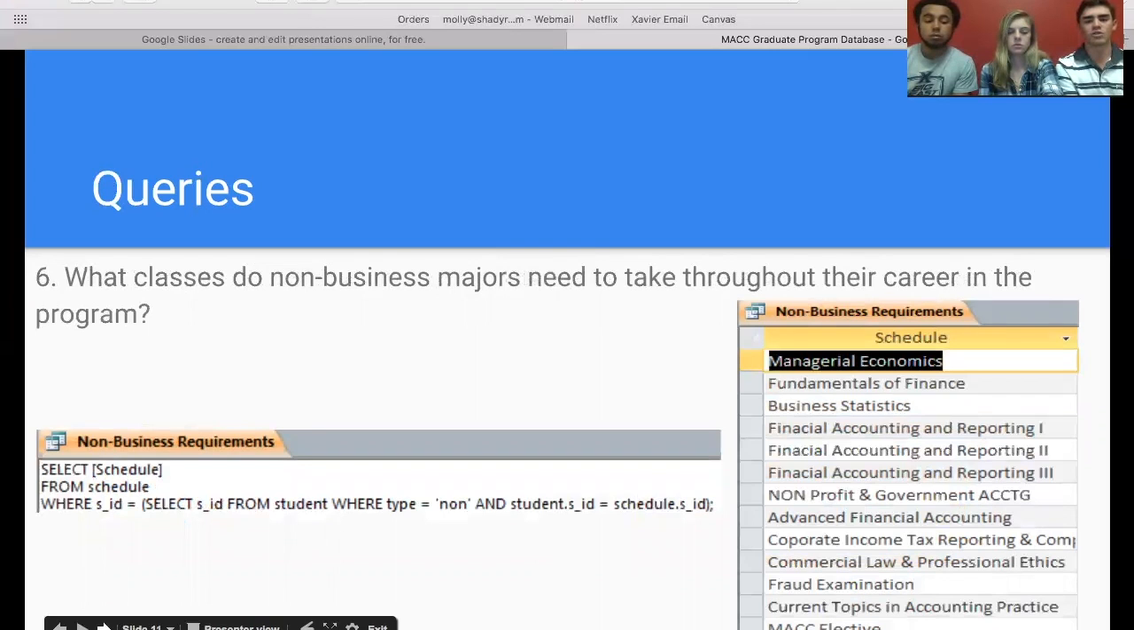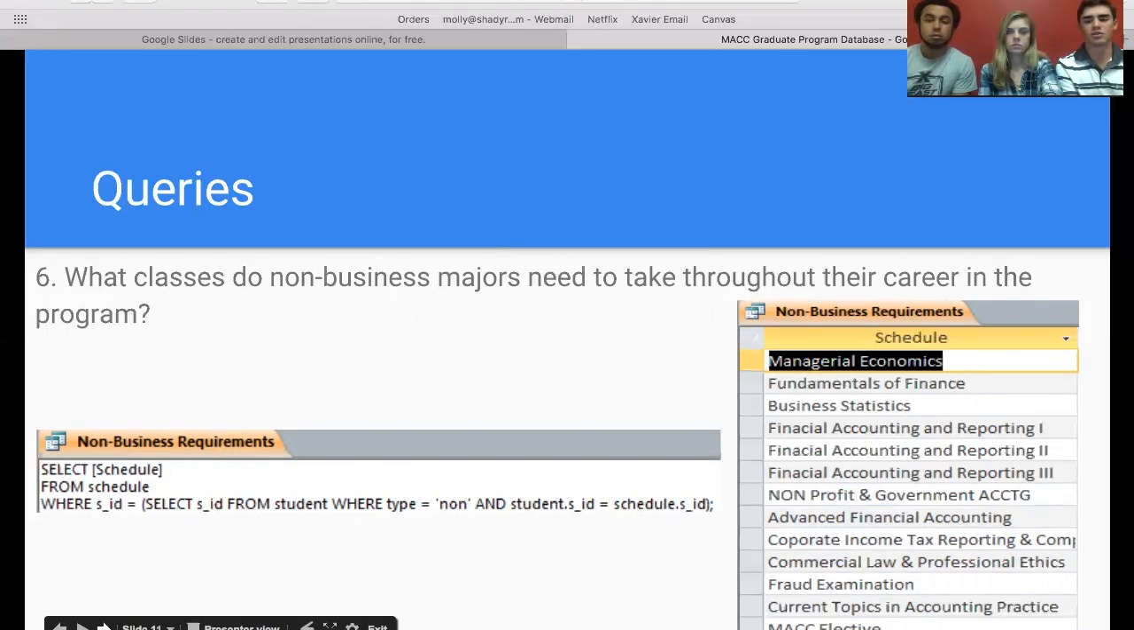This query follows up with the previous query. What classes do non-business majors need to take throughout their career in the program? We select the schedule from the schedule table where the student ID is matched to that of a non-business student. That means that they graduated with a non-business degree in their undergraduate studies. We see all of the classes that a non-business student will need to take throughout their career in the program.